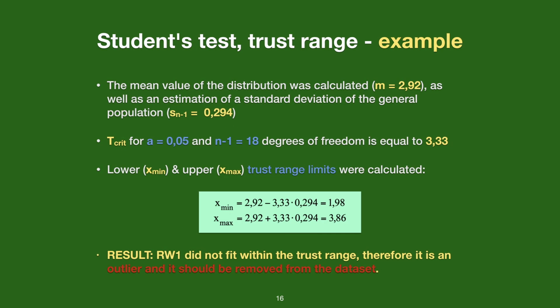And here, we verify the same conclusion using the second version of Student's test, the one based on the trust range. Again, the same mean and standard deviation were used, and the lower and upper trust limits were calculated as approximately 1.98 and 3.86. The value 0.86 does not fall within that interval, so the conclusion is exactly the same. RW1 is an outlier and should be removed, and that is always comforting in science. 2 roots, 1 answer, less room for drama.